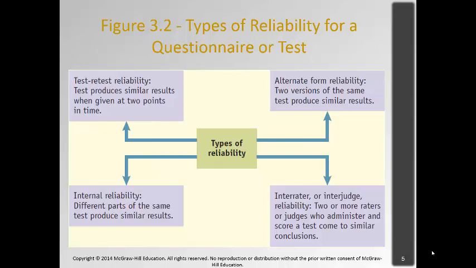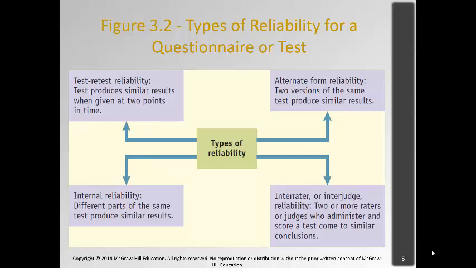Alternate form reliability, so that you have two versions of the same test producing similar results. So if you have the questions in different orders, you're going to get the same results. Interrater reliability, that two or more raters or judges who administer and score a test come to similar conclusions.